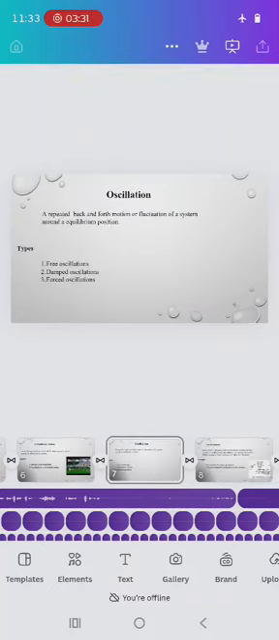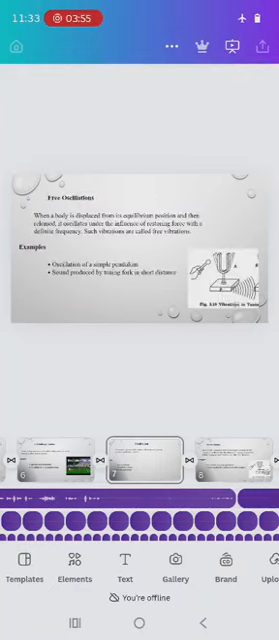Okay, next topic, oscillation. What is oscillation? It is a repeated back and forth motion or fluctuation of a system around the equilibrium position. What are the types? Free oscillation, damped oscillation, and forced oscillation.